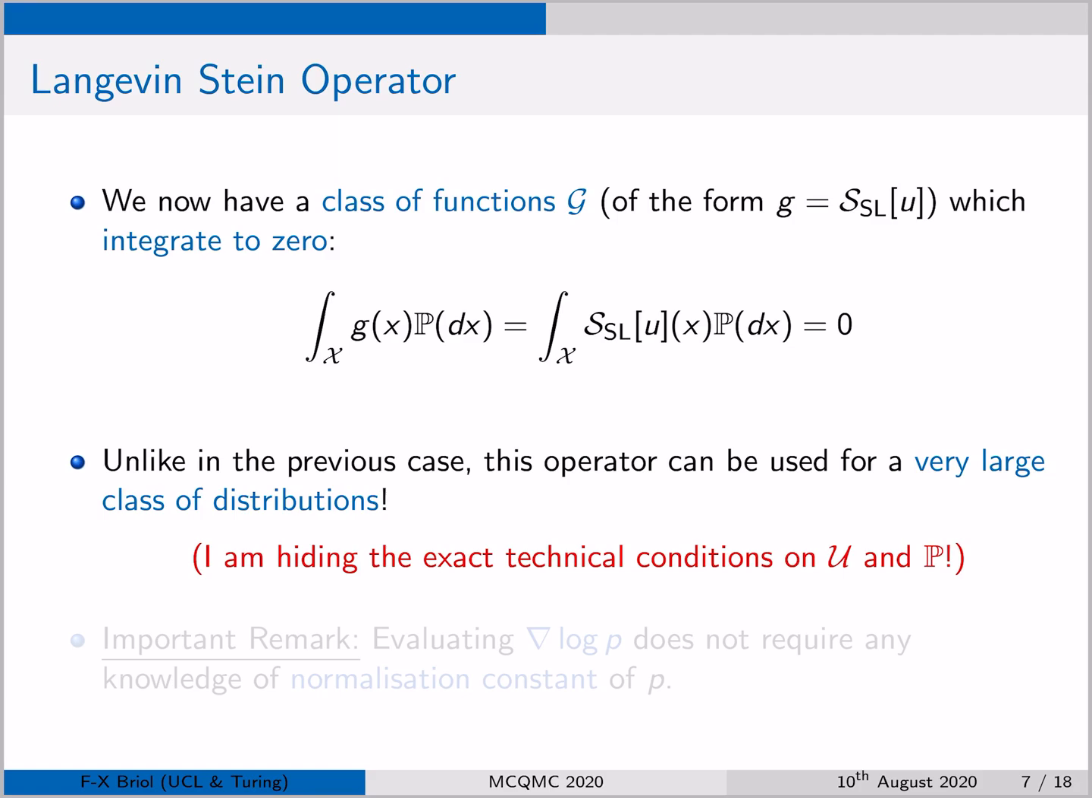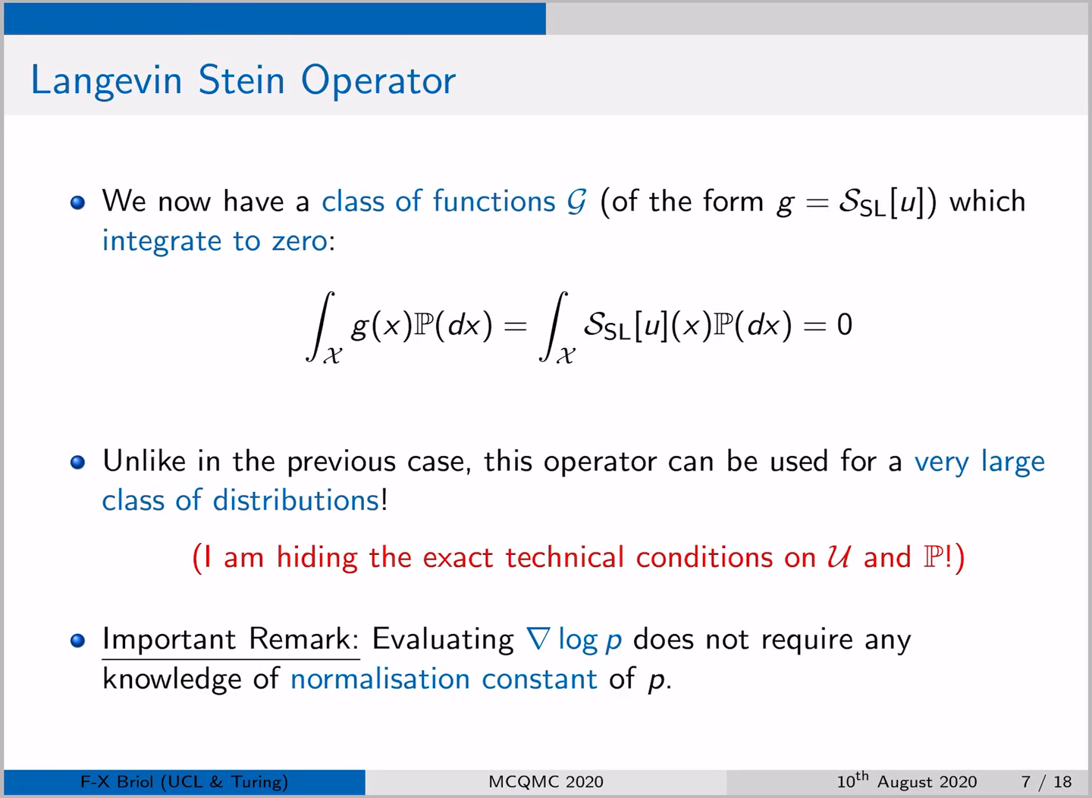In particular, this will be true for a very large class of distributions, and I'm hiding some of the technical conditions. Exactly in the same way as for the normal case, there will be some conditions both on u and on p, and I've chosen to hide them just for simplicity; you can find them in the papers. But one thing that's quite interesting is that, in order to evaluate this operator, you only need to know about grad log p rather than p itself. That's particularly useful because it means that we don't need the normalization constant of p. And that's really useful for problems like in Bayesian statistics where you do not necessarily have access to those. So that's why it's quite general, in the sense that you can use it for a lot of problems.